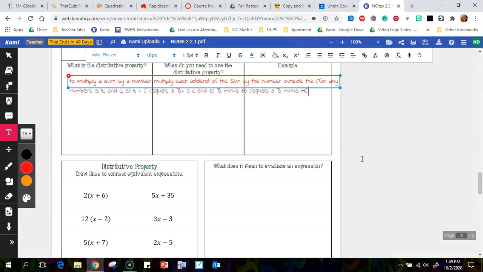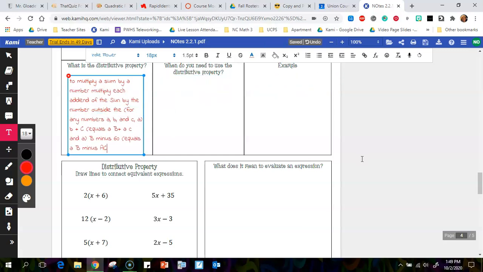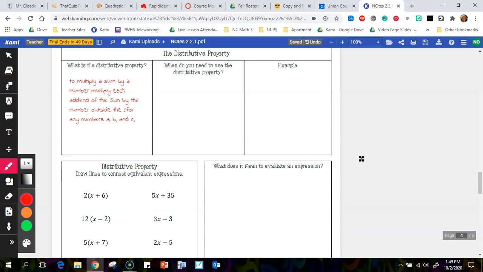No clue how that turned out. Let's see. Not great, but I'm not really too worried about it. This part right here, you could use some help. I'll fix that part. For any numbers a, b, and c, all right, let's write this. A times (b + c) equals ab + ac. And we'll leave it like that.